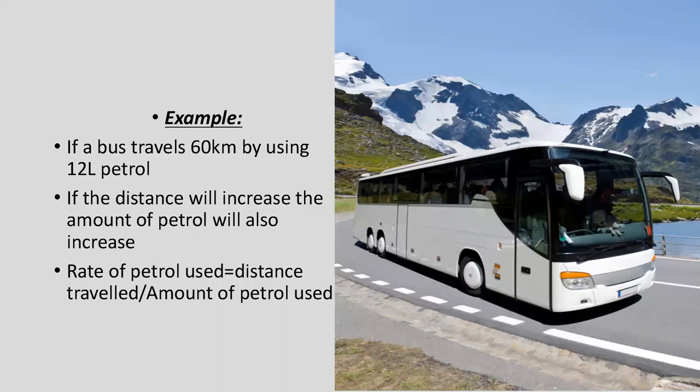If the distance will increase, there is a ratio between the distance and the amount of petrol. There is a ratio between the distance the bus will travel and the amount of petrol it will use. But if the distance will increase, the amount of petrol will also increase. Naturally, if you want to take this bus up to 80 kilometers, 12 liters of petrol will be utilized at the distance of 60 kilometers. For 20 kilometers, more petrol will be needed.